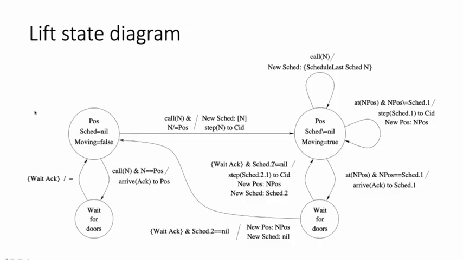Okay, lift state diagram. So this one is actually a little bit complicated. You have the schedule here, which is the list of floors that it has to go to. You have the position, which is the floor where it's at right now, and many messages can arrive. So, for example, it can receive a call message to go to floor N, and N is not the same as the position. Then it will define a new schedule. But since the original schedule was nil here, it will just be a list N. And it will send step N to the controller. It says, I have to go to that floor. And then it goes to the moving state.